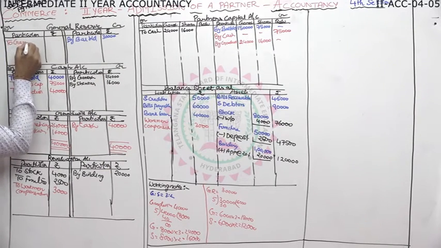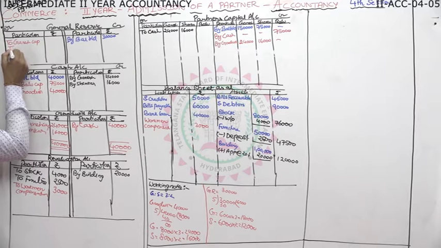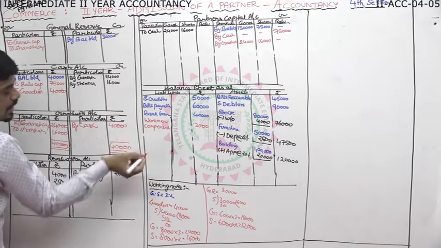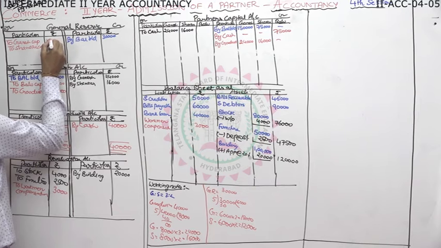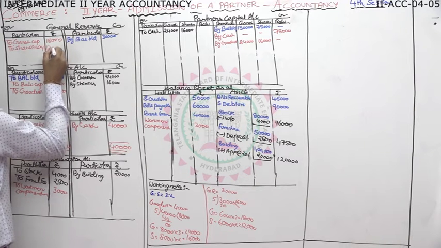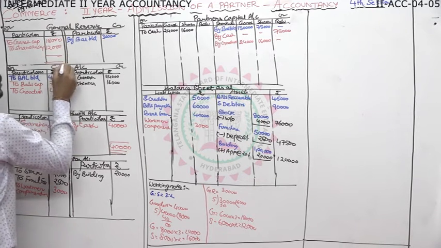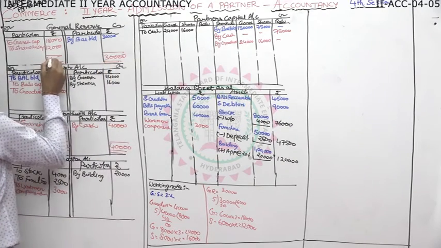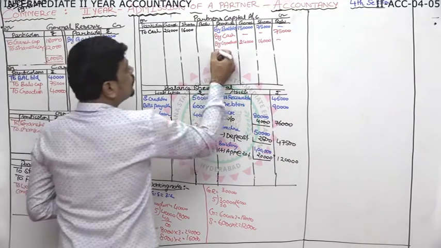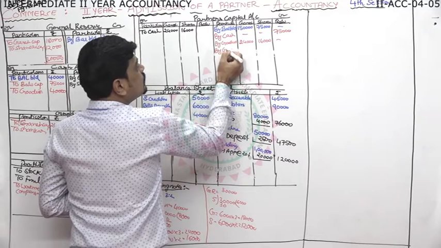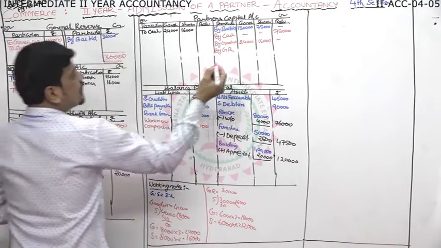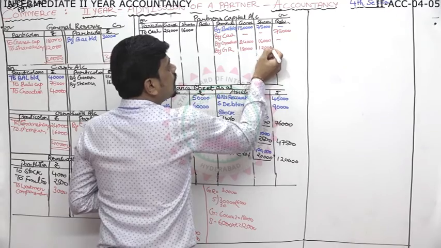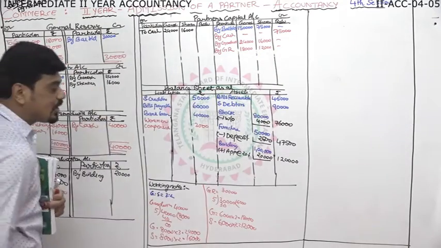So first general reserve, to Ganesh capital, to Shankar capital. Ganesh got the share of 18,000 and Shankar 12,000. Close the account with 30,000. Now this will post here. By general reserve, 18,000 and 12,000. Then we have cash account.